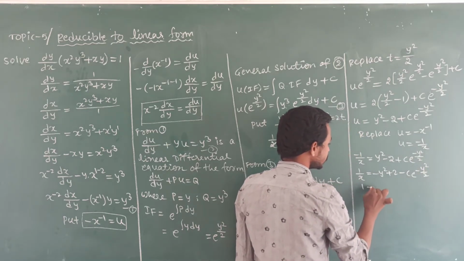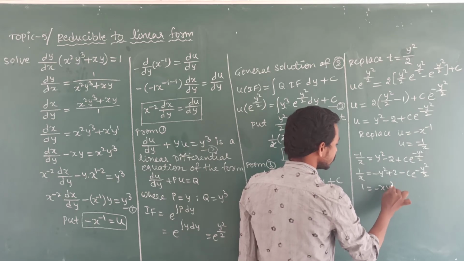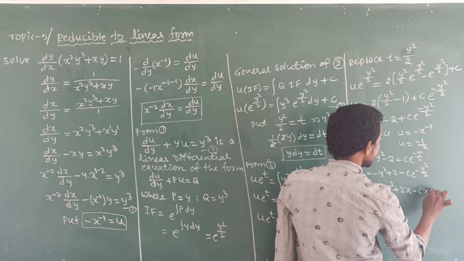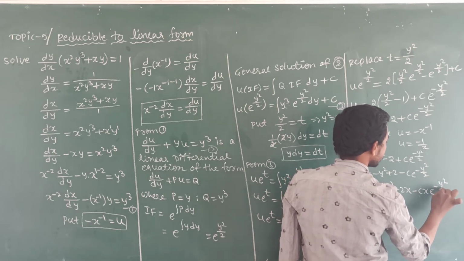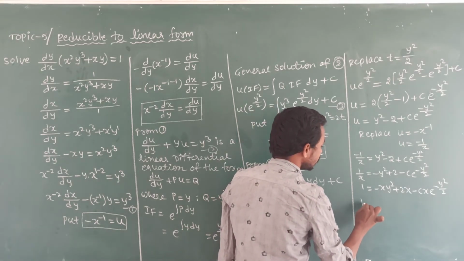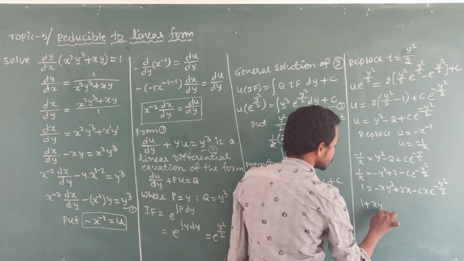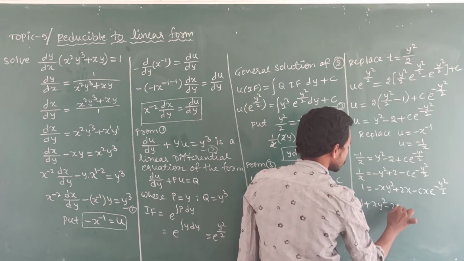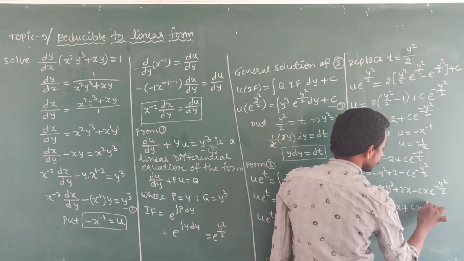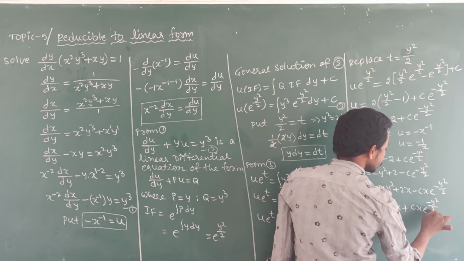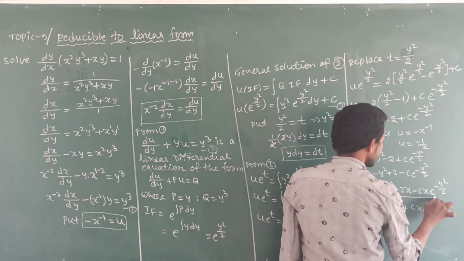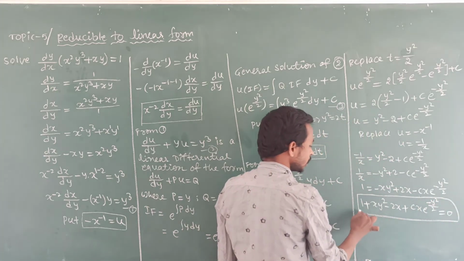Then it will be 1 is equal to minus xy square plus 2x minus cx e power of minus y square by 2. If you bring all the terms to one side, then it will be 1 plus xy square minus 2x plus cx e power of minus y square by 2 is equal to 0. This is the general solution of the given Bernoulli's differential equation.